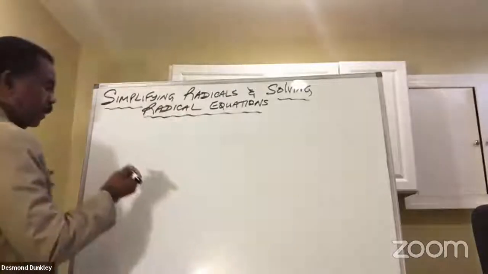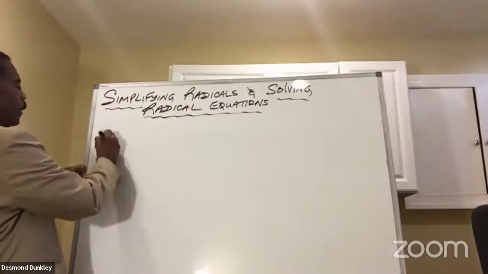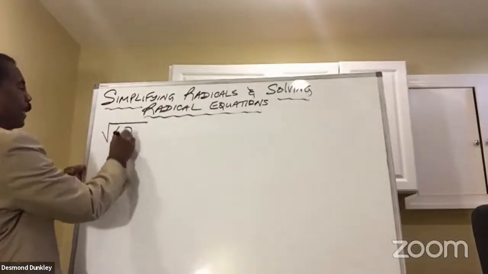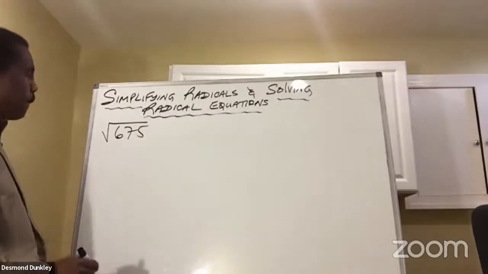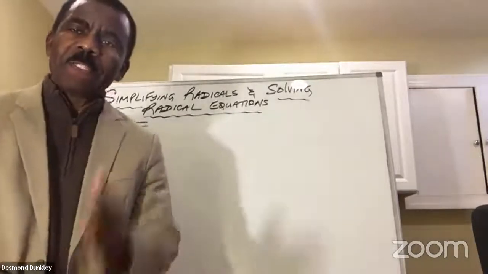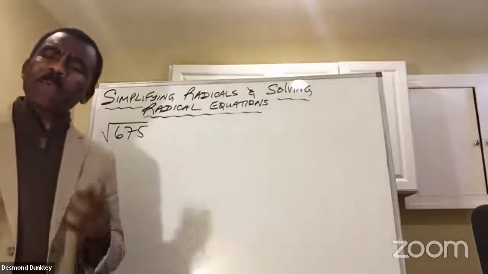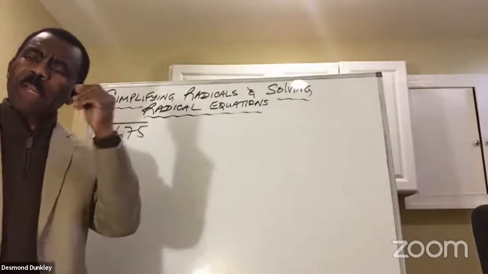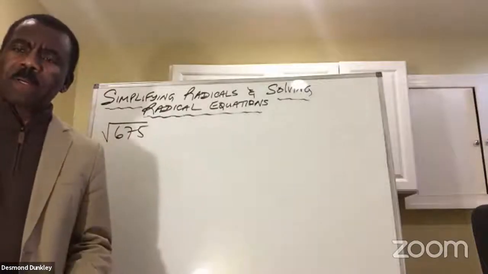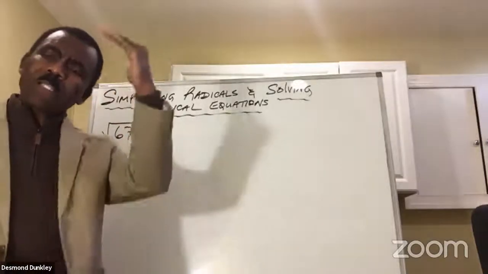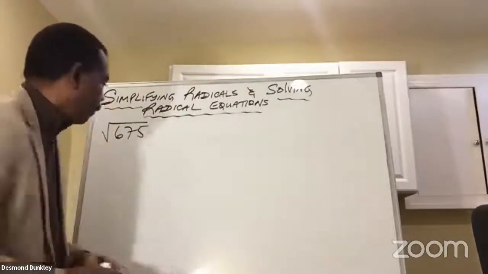Let's go for the square root of 675. Wow, that's a big number. When you look at this, it is not something that you could just think of off the top of your head, a perfect square, and get the answer. So why not just break it down using the tree diagram?